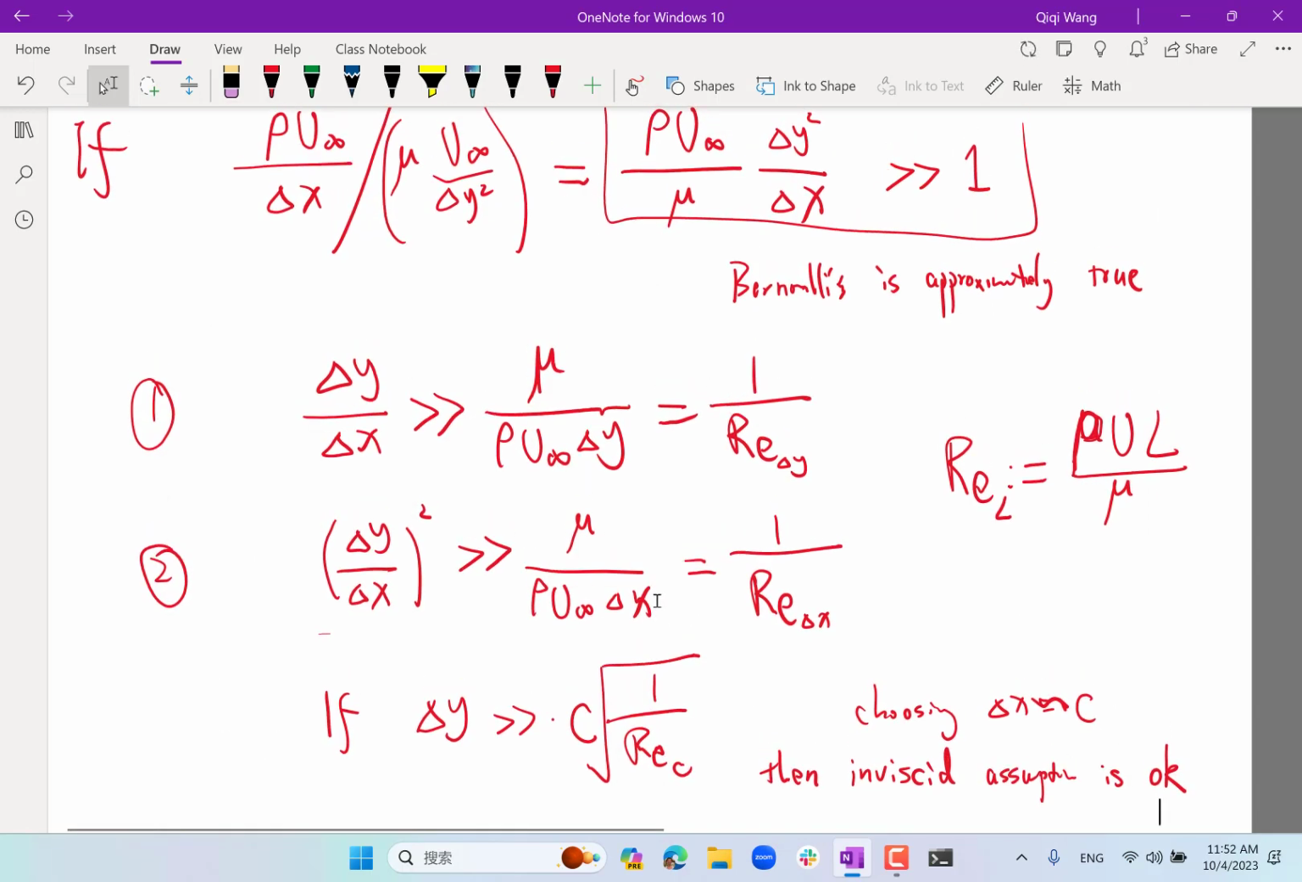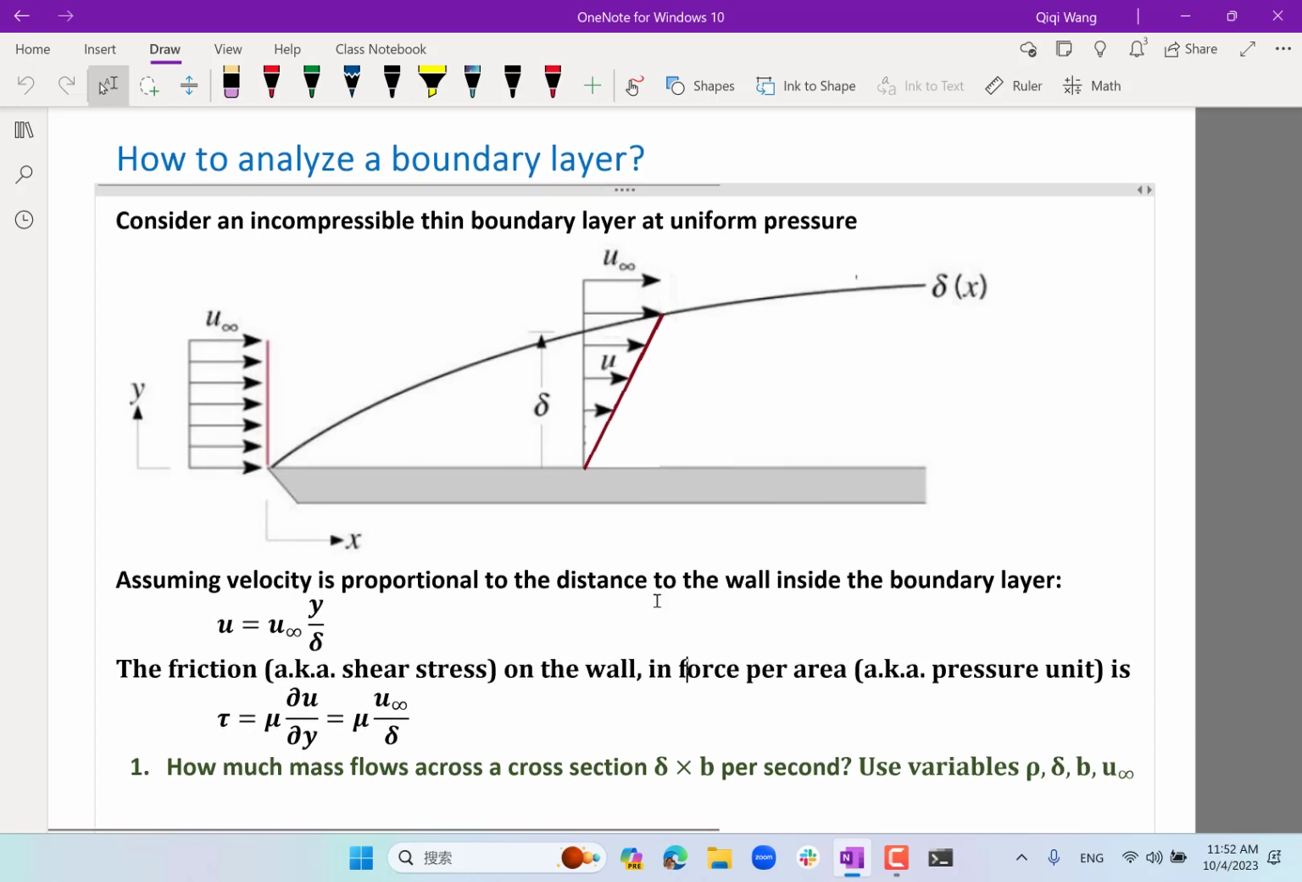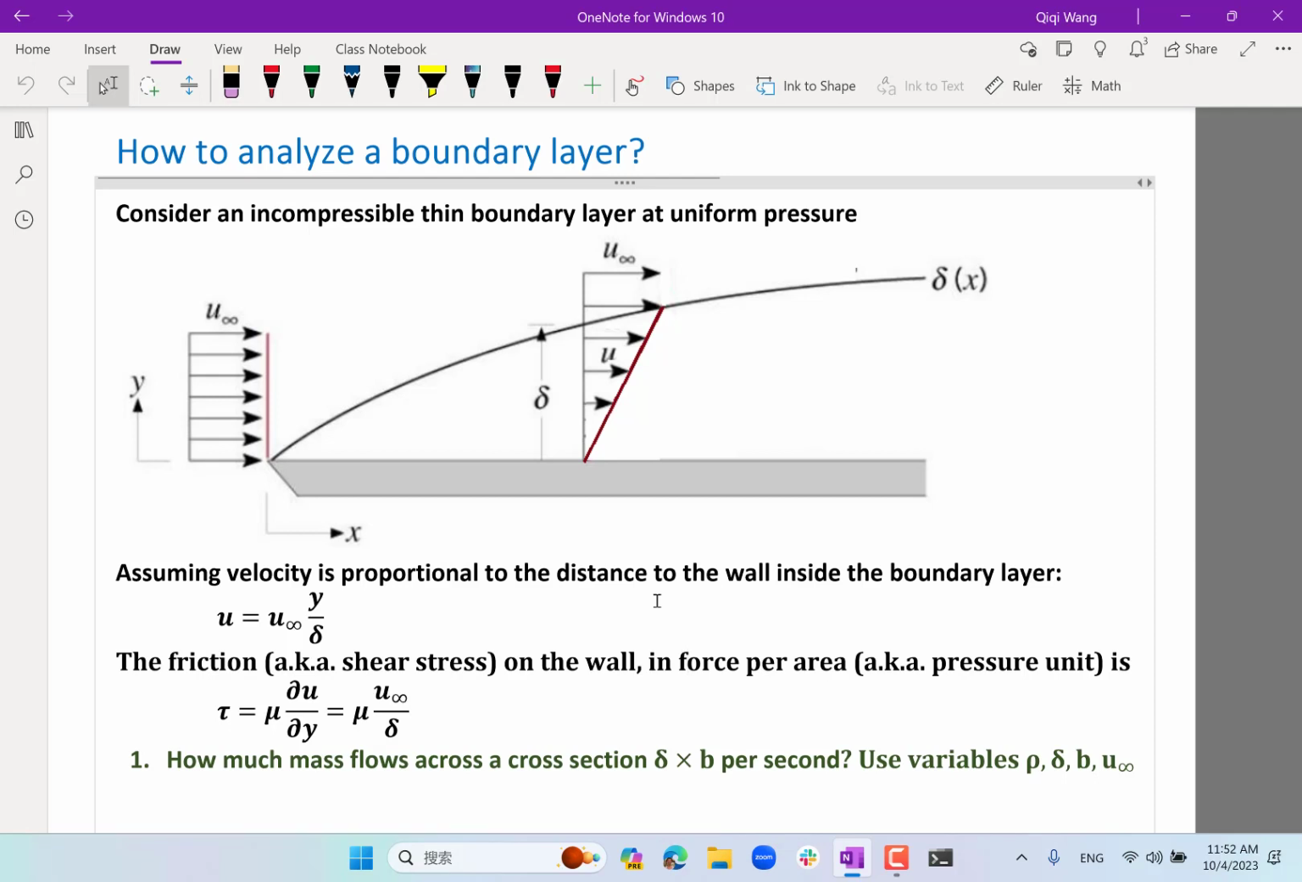We have a qualitative analysis, right? The order of magnitude. So let's actually start getting to the quantitative analysis of a boundary layer. That starts to look at the boundary layer and apply an exact conservation of mass and conservation of momentum argument on the boundary layer.